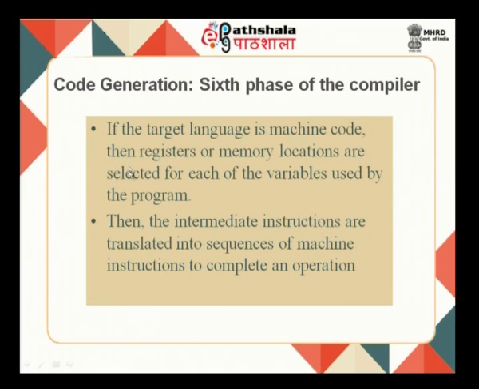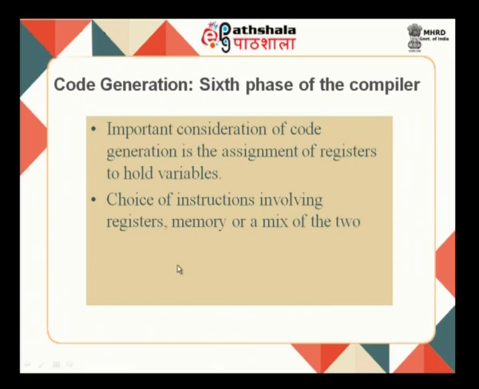And the last phase of the compiler is your code generation phase, where if the target language is machine code, then registers or memory locations are selected for each of the variables used by the program. Then the intermediate instructions are translated into sequences of machine instructions to complete an operation. So, the considerations here are the assignment of registers to hold the variables, and the choice of instructions involving registers and memory, or a mix of the two, is going to be another consideration. So, should I put everything into the registers, or should I try to put some in registers and some in memory and then do an operation? That is going to be a point of consideration here.